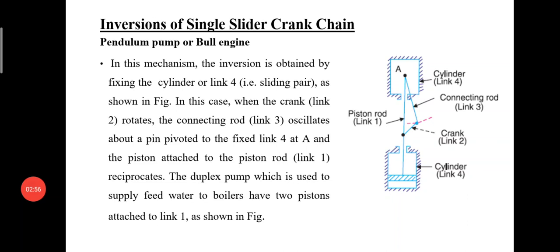Now inversion of single slider crank chain: pendulum pump or Bull engine. In this mechanism, the inversion is obtained by fixing the cylinder, link number 4, the sliding pair, as shown in the figure. In this case, when crank link 2 rotates, connecting rod link 3 oscillates about a pin pivoted to the fixed link 4 at A, and the piston is attached to the piston rod link 1, which is reciprocating.